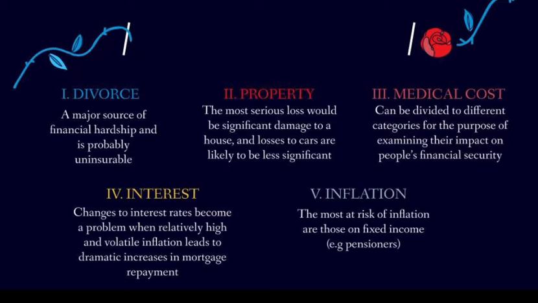Other than that is interest, and changes to interest rates become a problem when relatively high and volatile inflation leads to dramatic increases in mortgage repayments. Variable or floating rate mortgage loans allow the lender to change interest rates after a short period of notice. If a mortgage loan has a long outstanding term, a significant proportion of the remaining repayments will be interest. A 50% increase in interest rate will therefore translate into a substantial increase in the mortgage payment.